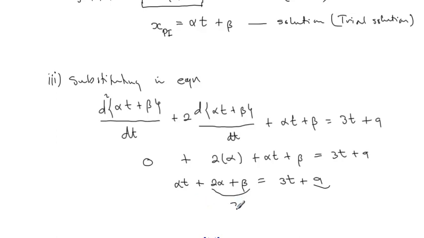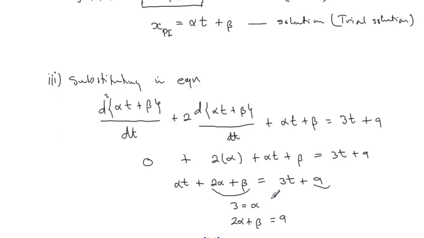So we're saying 3 is equal to alpha. That's what this equation dictates to us. And from there, we're saying 2 alpha plus beta is equal to 9. That's the only way these two things are equal. And what I'm using here, I'm simply using the principle of comparing coefficients.